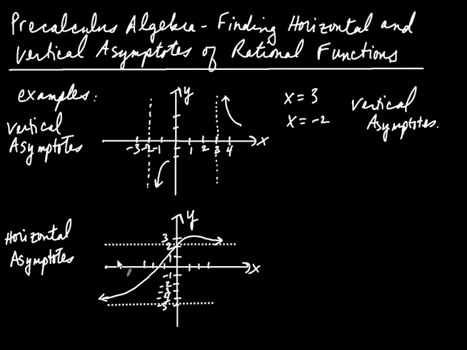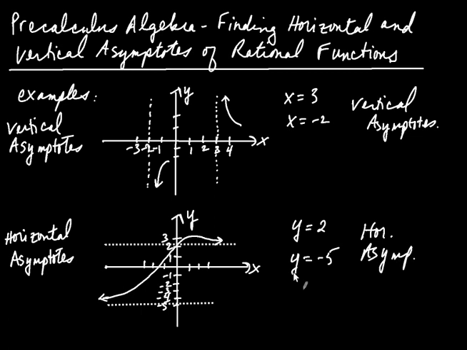Now, horizontal asymptotes are horizontal lines. What matters is what happens as x goes to infinity or as x goes to -infinity. That's what you do to find horizontal asymptotes. Here I can see that as x goes to infinity, the y-coordinate is approaching 2. For that reason, we say that the line y equals 2 is a horizontal asymptote. Likewise, as x goes to -infinity, the y-coordinate is approaching -5. So y equals -5 is also a horizontal asymptote. These are horizontal asymptotes.